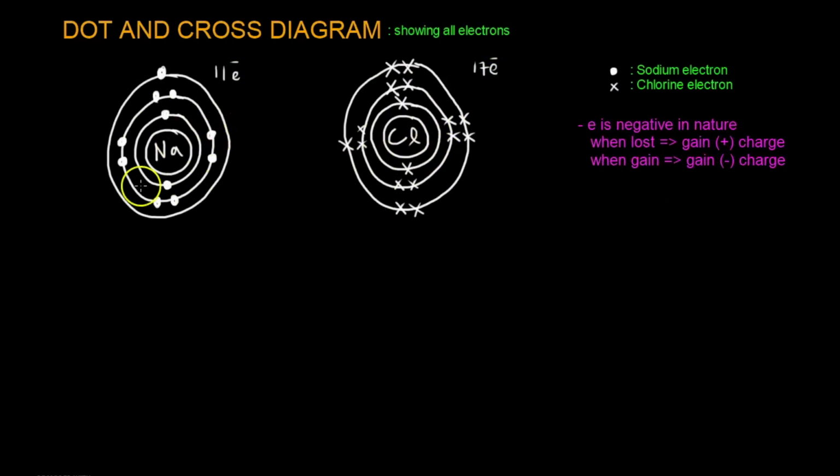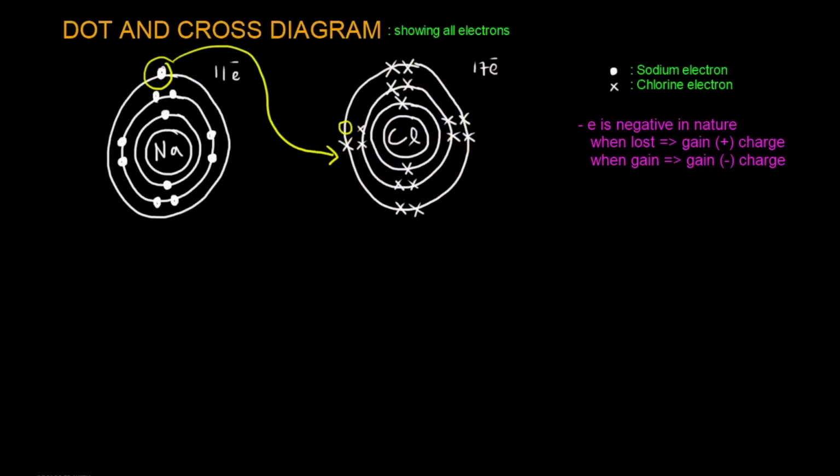Let's draw this dot and cross diagram. You can see that sodium has 1 valence electron. Does it want to gain 7 more electrons? No, right? It will waste too much energy. So it would rather donate this electron to chlorine, which just happens to need 1 more electron here. Do you see? Because chlorine's valence shell, the outermost shell, has 7 electrons.